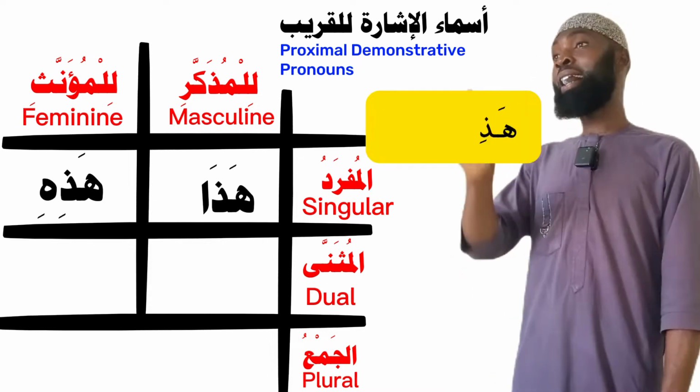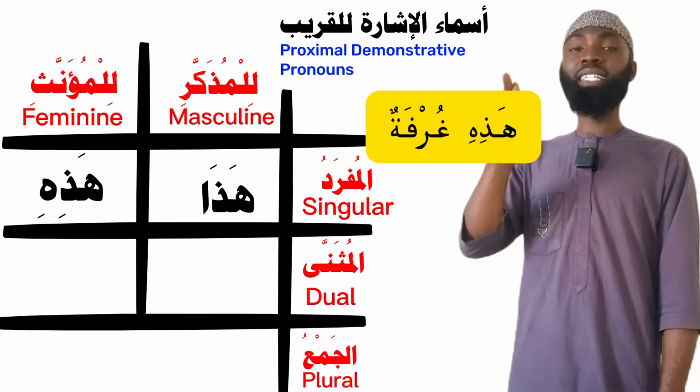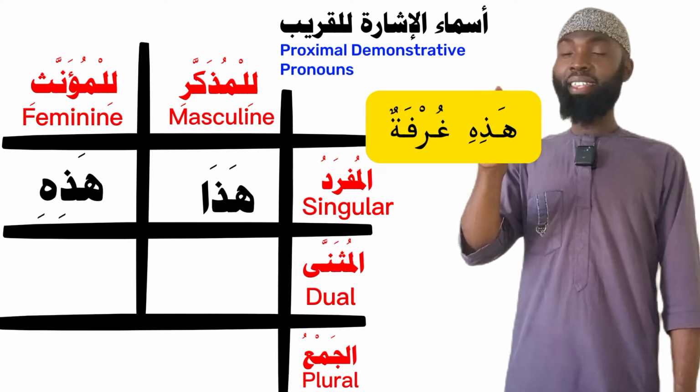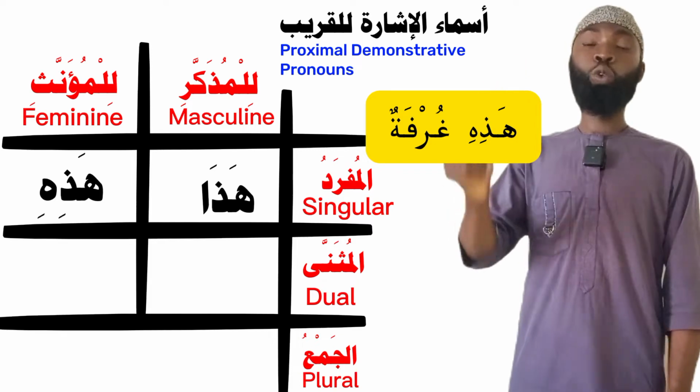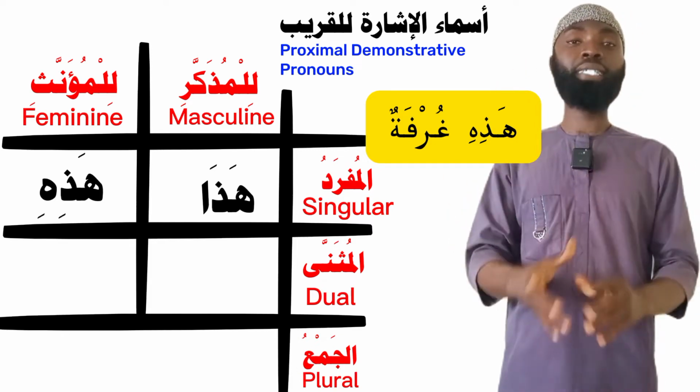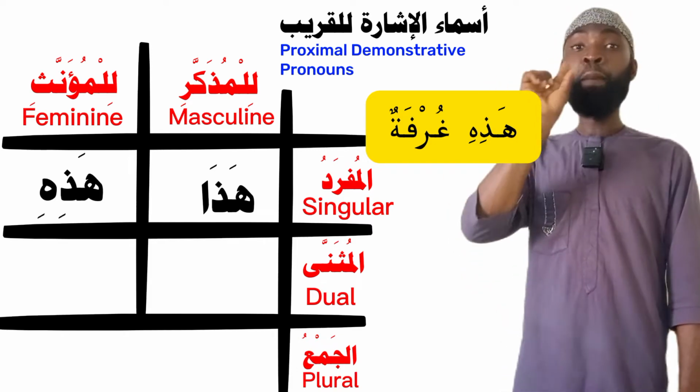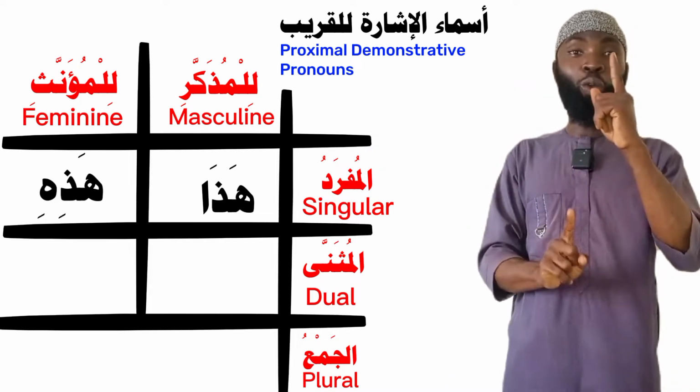I can simply say هذه غرفة. This is a room. We can see both Aisha and غرفة are considered to be feminine words, and therefore we use هذه because they are singular words. They're just one.